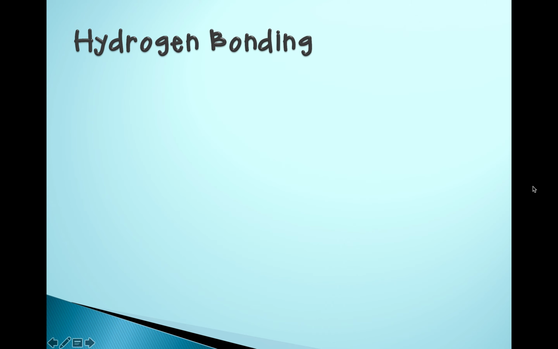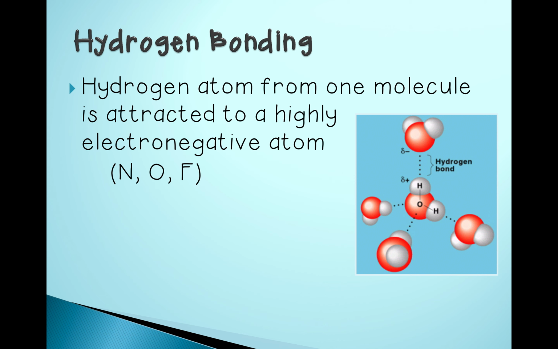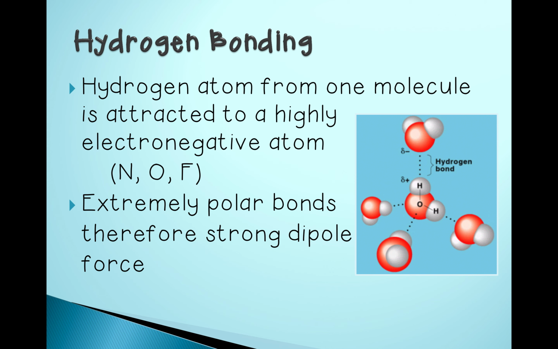And then the final type is a hydrogen bond. Hydrogen bonds happen when one atom of hydrogen is highly attracted to a very electronegative atom, like nitrogen, oxygen, or fluorine. So in order for these to happen, we have to have hydrogen and we have to have nitrogen, oxygen, or fluorine. It's important to point out here that hydrogen bonding isn't a bond. It's just called that because it's an extremely strong attraction. So it's going to happen with extremely strong polar bonds, and therefore we're going to have this really strong force of attraction.